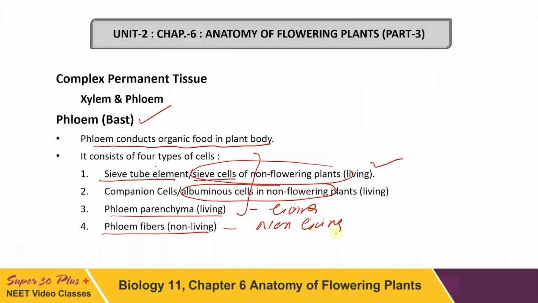Remember, sieve tube and companion cell are found in angiosperms. Sieve tube is replaced by sieve cells, and companion cells are replaced by albuminous cells. These are found in case of non-flowering plants, that is pteridophytes and gymnosperms. Okay, come to the next now.